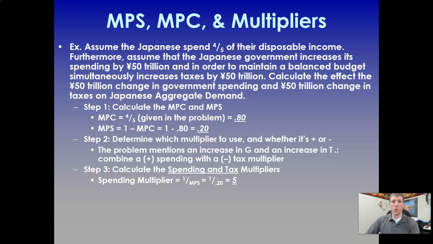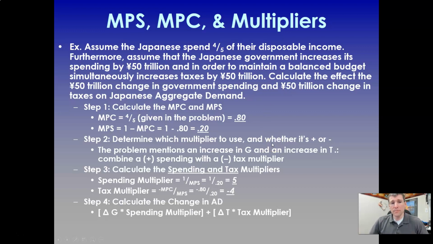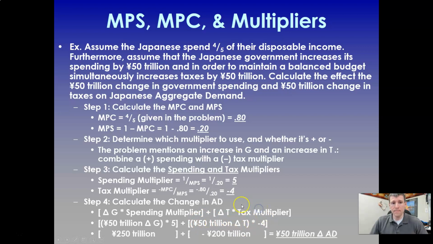Spending multiplier is equal to 1 over MPS. In this case, that's 1 over 0.2, which gives you 5. The tax multiplier is negative MPC over MPS, which is negative 0.8 over 0.2, which gives you negative 4. And then we apply them in the calculations. So, change in government spending was 50 trillion yen, right here, times the spending multiplier of 5. And then we also have the 50 trillion yen increase in taxes times the tax multiplier of negative 4.